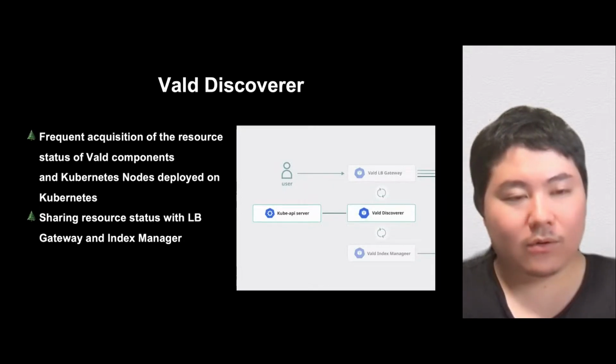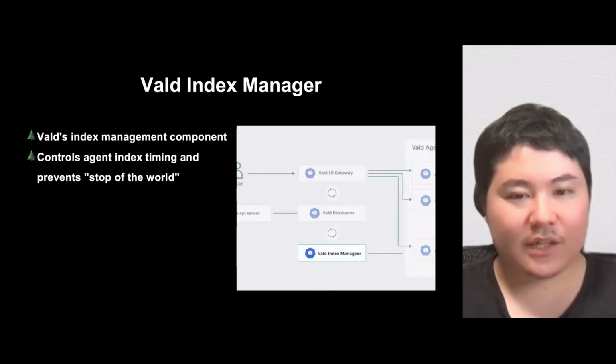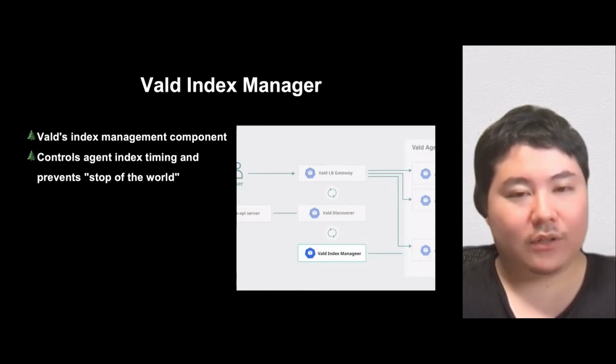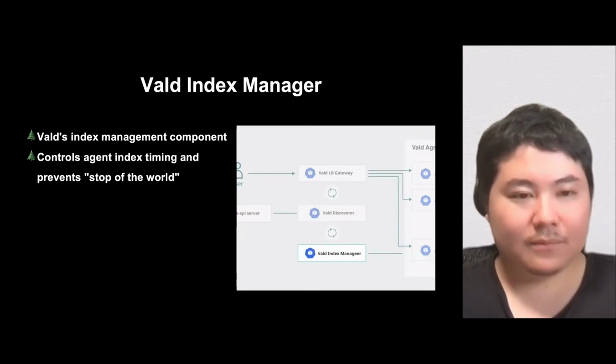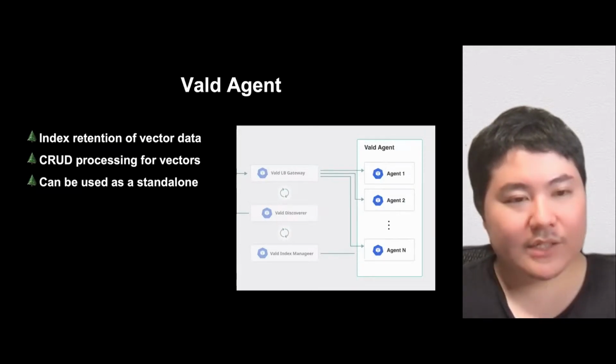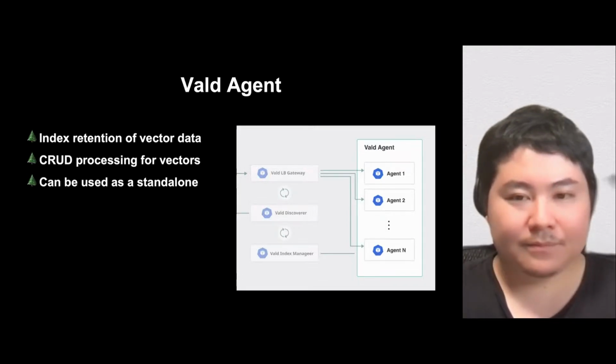Next, about the Discoverer. Kubernetes API servers are linked, and node and pod resources are collected, and the captured information is communicated to Vald through the Vald LB gateways and the Vald Index Manager. Next, on to the Vald Index Manager. It manages the index state, allowing index data to be updated without any service interruptions. Lastly, the core of Vald, the Vald agent, which is the heart of the Vald cluster. The actual ANN algorithm, NGT, is executed here.